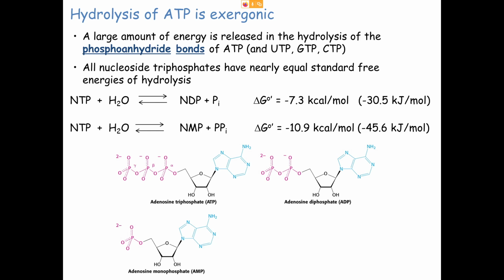Now, why is breaking the bonds of ATP or GTP or UTP or CTP favorable? Well, if you look, these have negative charges, right? And they don't want to be next to each other. And we also have these 2 phosphoester bonds right next to each other. Again, not very favorable. And we'll talk about more of these in a second.